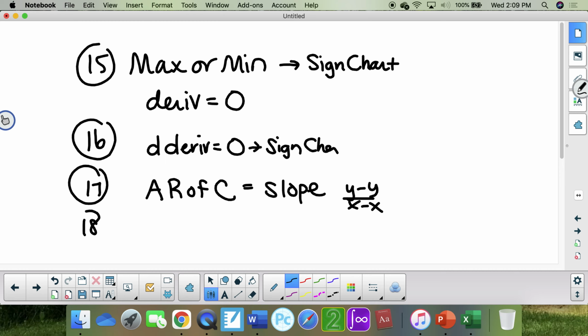Number 18, find the average value. You're integrating from a to b, some f of x dx. But don't forget to do the 1 over b minus a, which would give you the average. Do you guys remember that formula? I don't have the mean value one on here though.